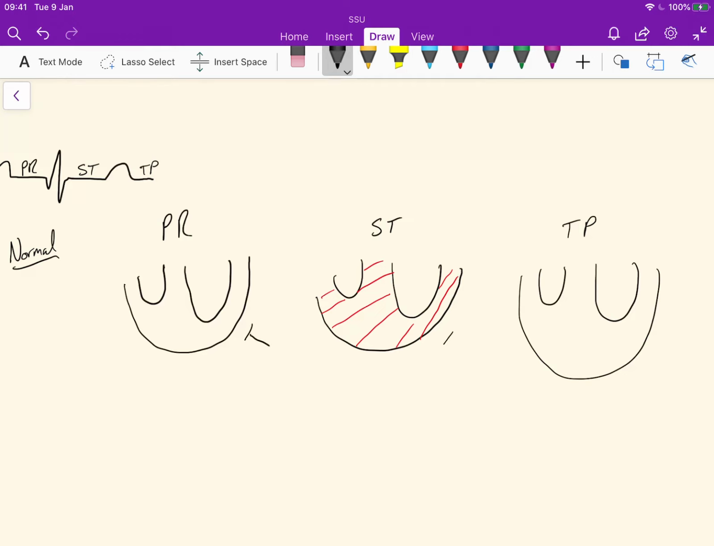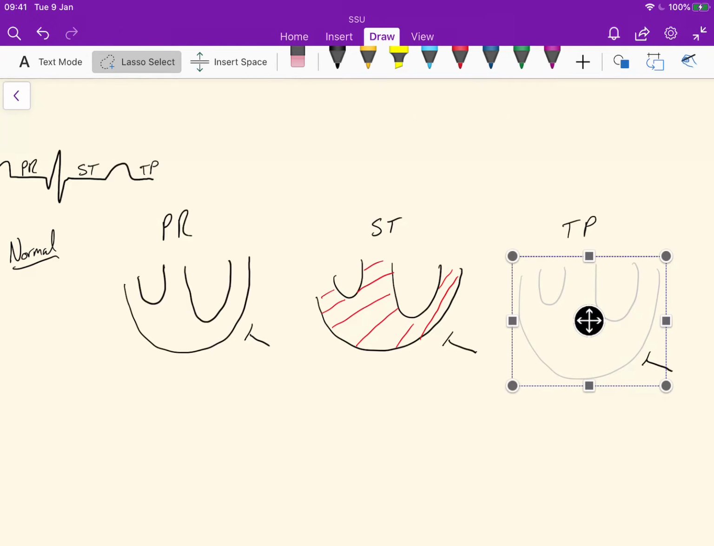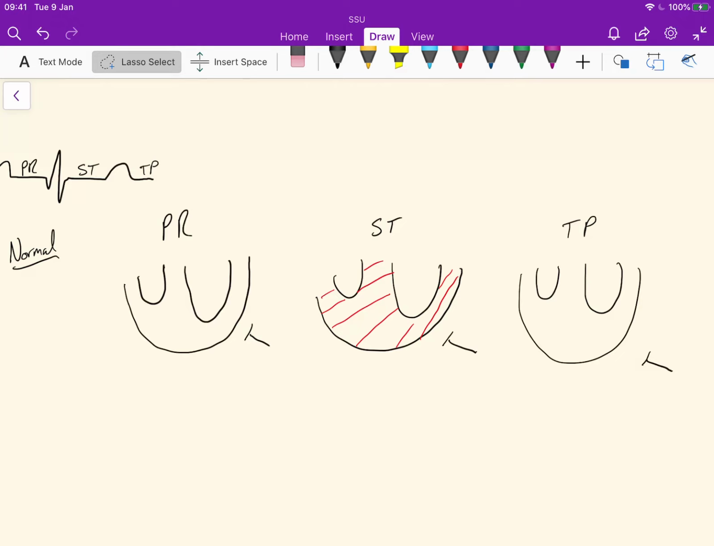So we have our overlying lead here. At all these points, we're going to have a reading of 0 millivolts. And that's because the heart is not changing its charge. There's no change in voltage. So in the ST segment here, although it's depolarized, it's an unchanging state of depolarization.